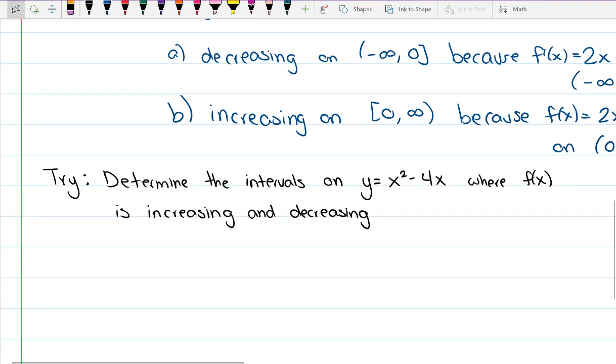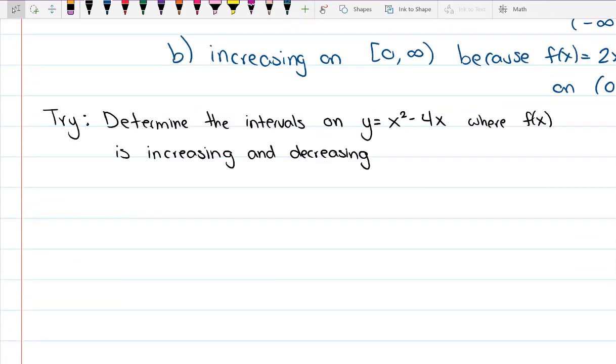So what I want you to do now is try this problem. Try to determine the intervals on y equals x squared minus 4x, where f of x is increasing and where f of x is decreasing. Okay, good. So let's just do it together and make sure we're all on the same page here. So the very first step is to determine the derivative. So we do d/dx of x squared minus 4x. This is going to be equal to 2x minus 4. Now we need to find the value at which the increasing and decreasing changes. So what we do is we set this equal to 0.